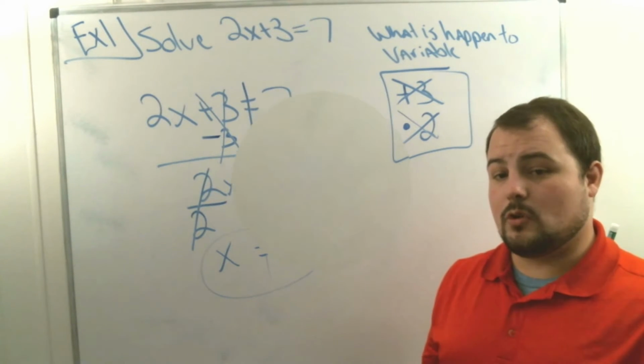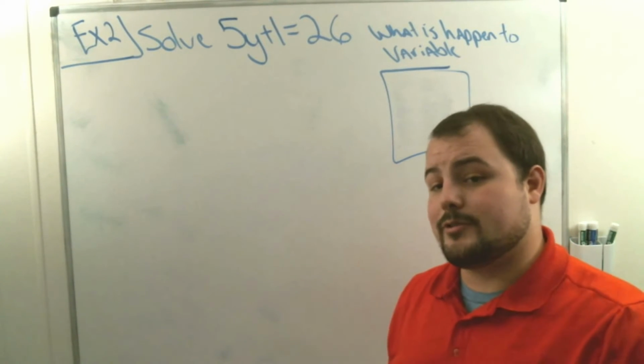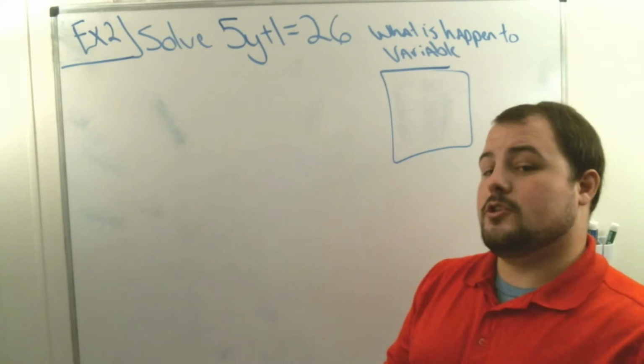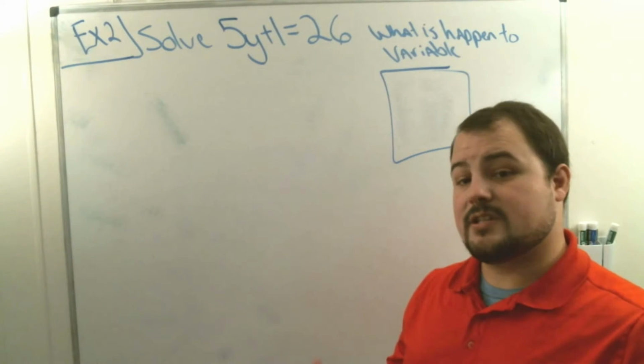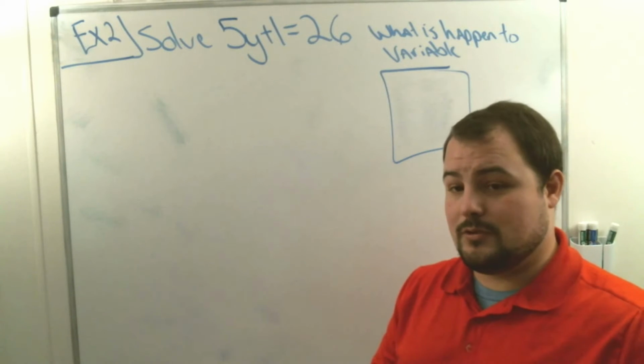Let's look at example 2. In example 2, we're going to be solving 5 times the number plus 1 equals 26. We're going to figure out what y is. Now, I do know that some of you might know what number times 5 plus 1 would equal 26, but we still have to go about solving it the proper way. So we have to solve it by doing 2 steps.